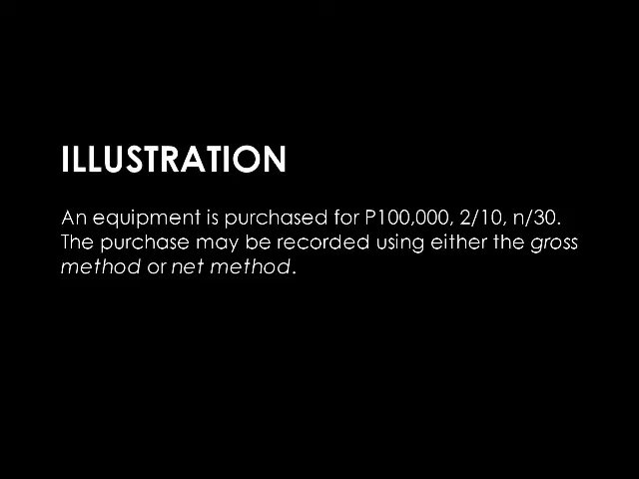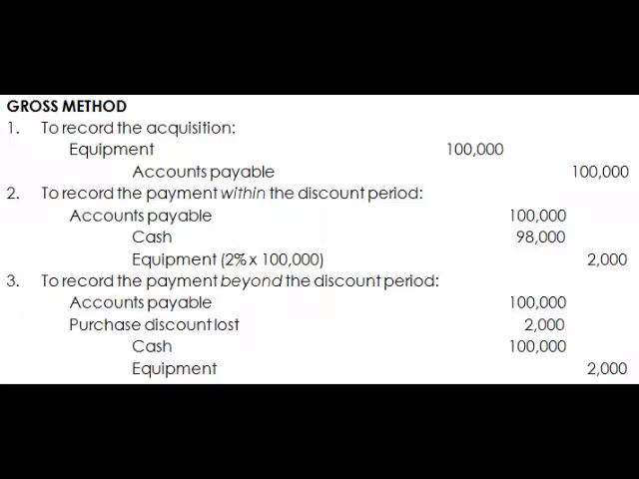For example, an equipment is purchased for 100,000 pesos, terms 2/10, n/30. The purchase may be recorded using either the gross method or net method. So let's begin with the gross method. The journal entry to record the acquisition is to debit equipment and credit accounts payable for 100,000 pesos. The journal entry to record the payment within the discount period is to debit accounts payable for 100,000 pesos, credit cash 98,000 pesos, and equipment 2,000 pesos. This 2,000 pesos will serve as a discount taken by the customer.